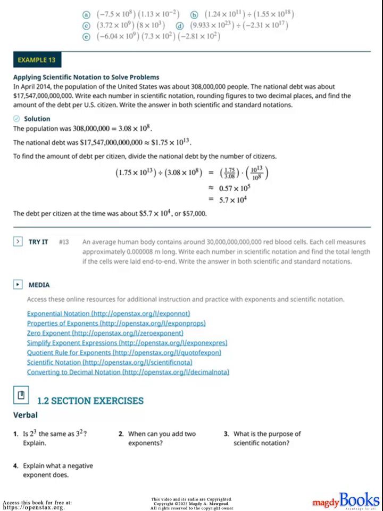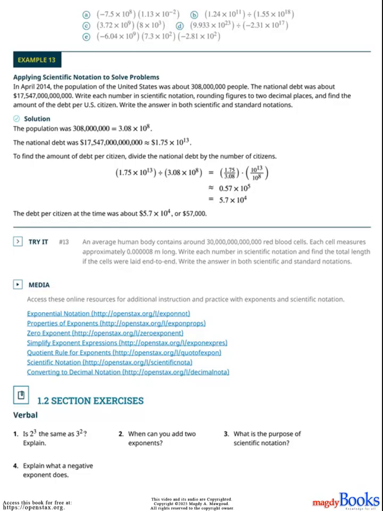Approximately 0.57 × 10^5, equals 5.7 × 10^4. The debt per citizen at the time was about $5.7 × 10^4, or $57,000.